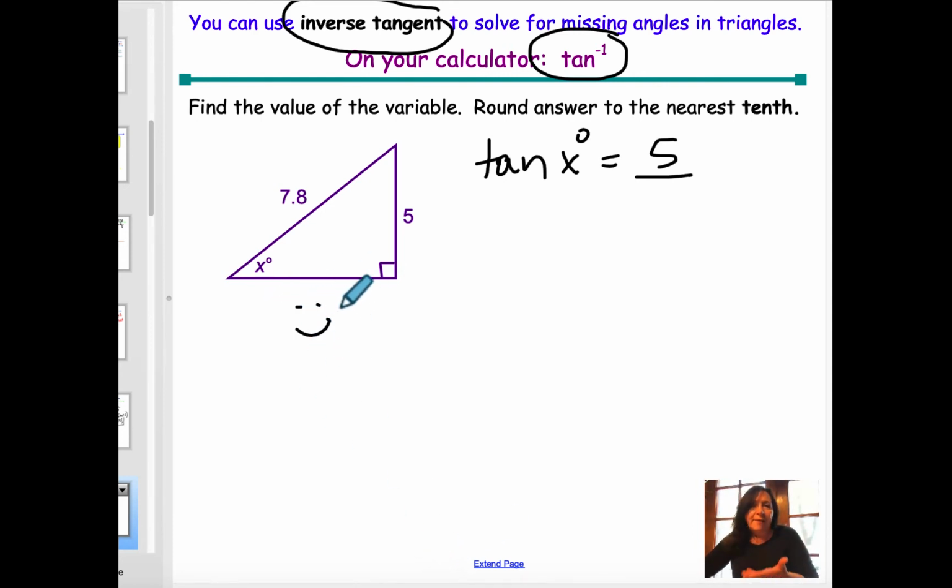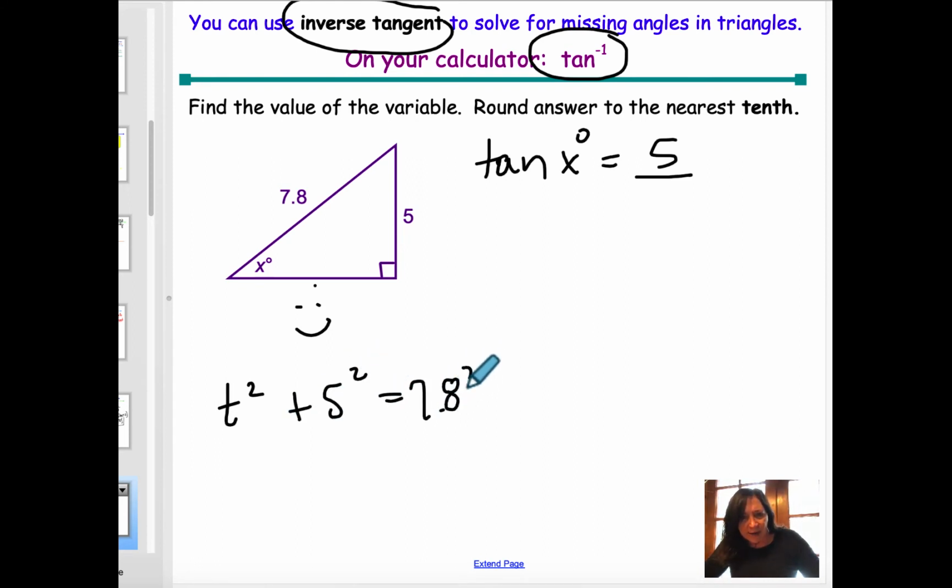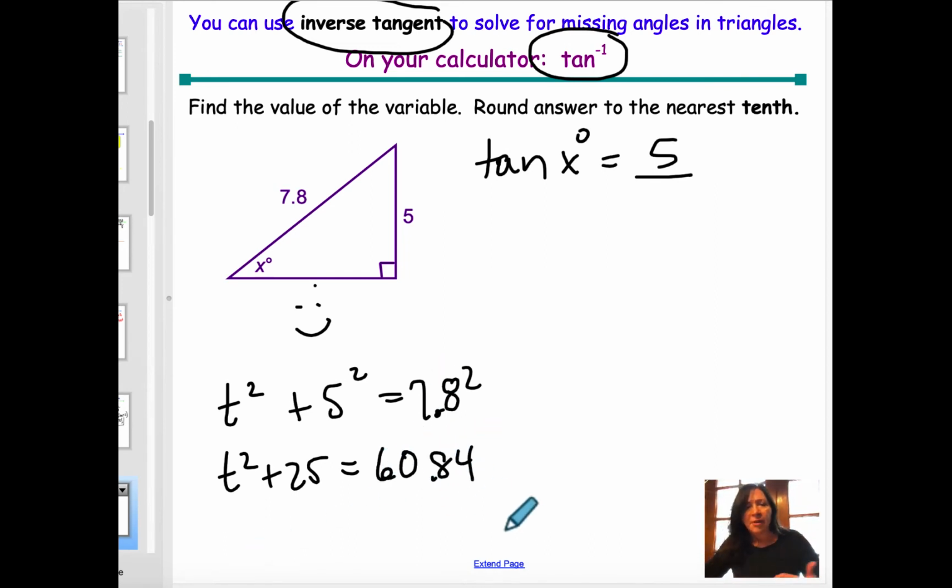So in order to find that first, what I'm going to have to do is Pythagorean Theorem, because I don't have this value. So I'm going to say unknown. I'm going to call it t. t squared plus 5 squared is equal to 7.8 squared. So I want you to use your calculator and solve for t. So what that means is I'm going to get t squared plus 25 is equal to 7.8 quantity squared, and that is 60.84. And then I'm going to subtract 25 from that, and I get 35.84. So I have t squared is equal to 35.84.